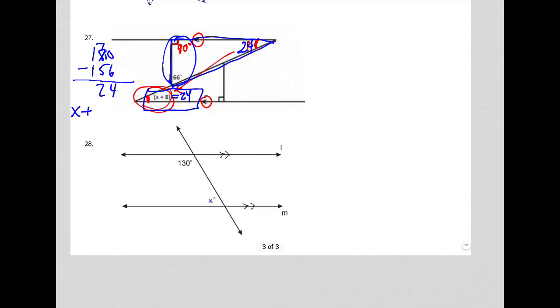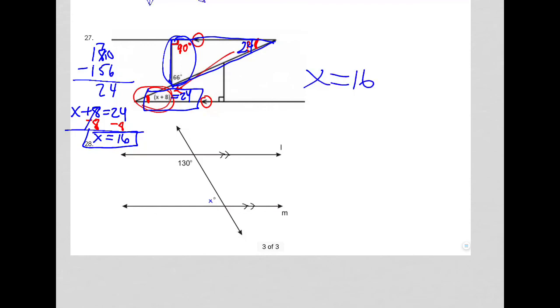So we have x plus 8 equals 24. It has to equal 24. So if I subtract 8 from both sides, we get that x is equal to 16. And that's all we're asked to find: x equals 16.